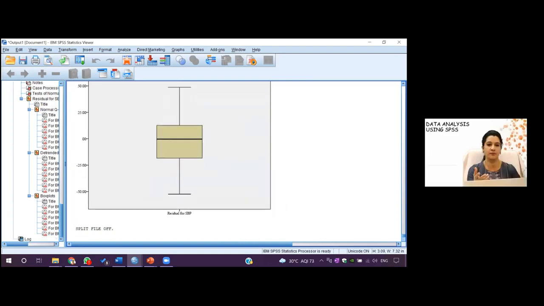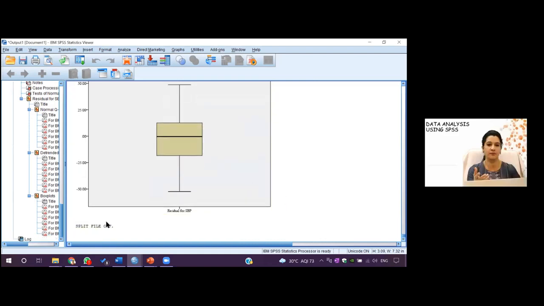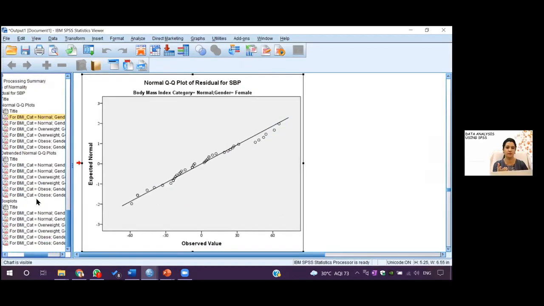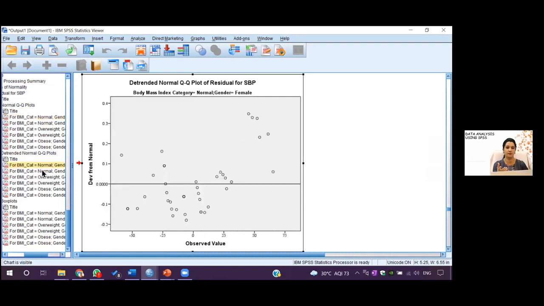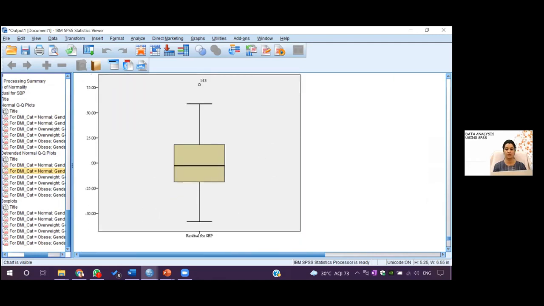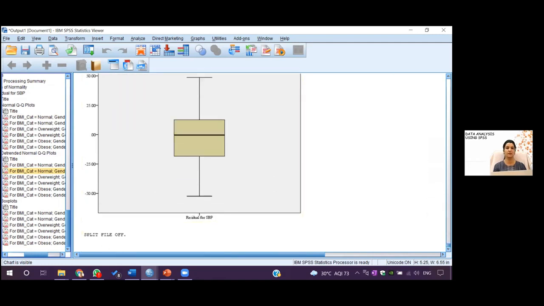Again, it will show you that there is a command which will show that split file off. All the commands which you perform on SPSS, it writes that in the background. And here also if you see this column, it gives you an indexing, if you want to go exactly to something specific. You can see here, so its split file is now off.